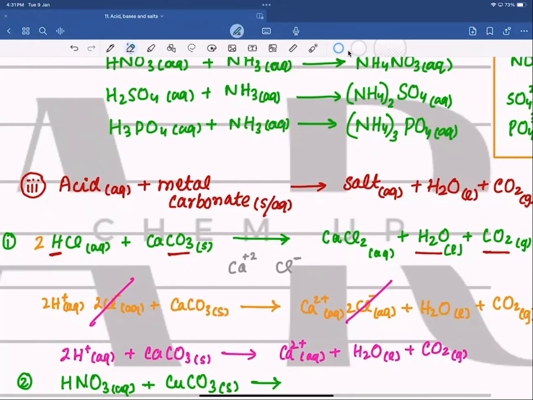Now balance the equation. Good. Now try to make the ionic equation. Yes, can you show me? Okay. So why don't you make water and carbon dioxide first, as I have told you below?